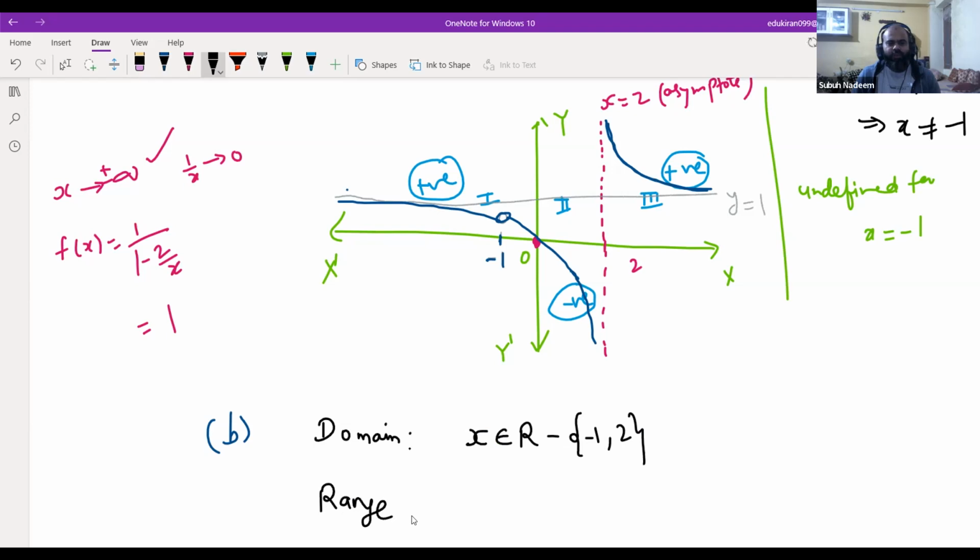Range are the values of y. So you can't take y as 1. So y can be any real number, but it cannot be 1, because at 1 it is a horizontal asymptote, and this was a vertical asymptote.